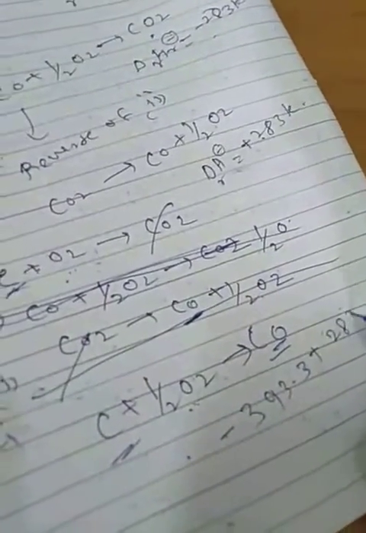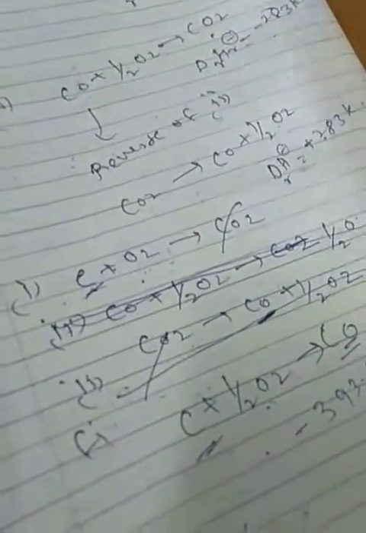This is the product side, so for the product side you have to write minus this heat: minus 393.5 plus this one, 283. So for this, delta H is equal to minus 110.5 kilojoule per mole.